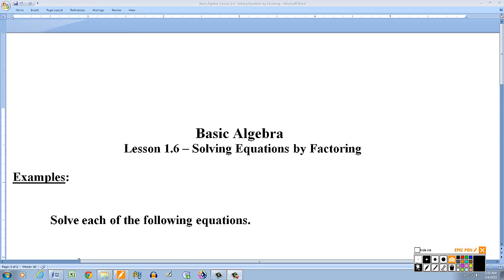So if I write x times y is equal to 0, the only way that can happen is if x is equal to 0 or y is equal to 0 or if both are 0. Either way I'll get 0. So that makes it convenient to solve an equation if we can factor.